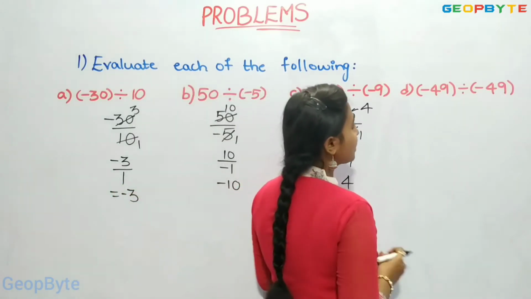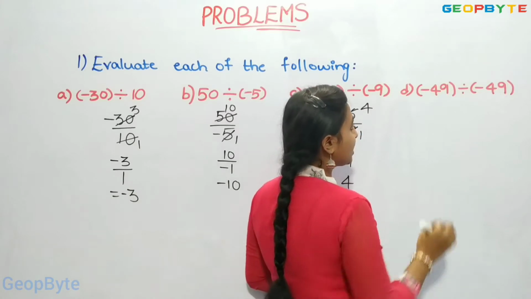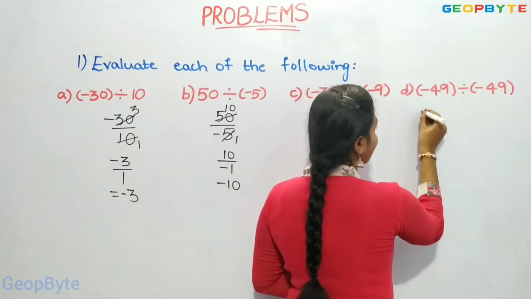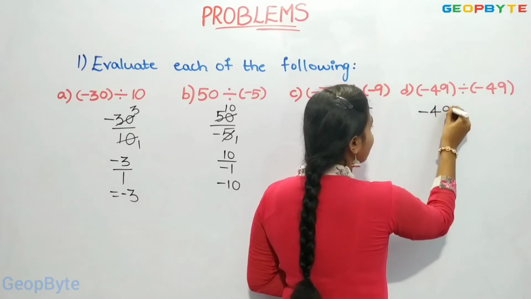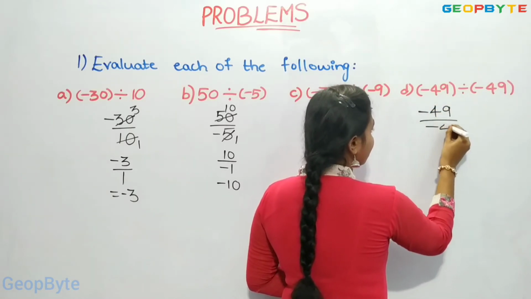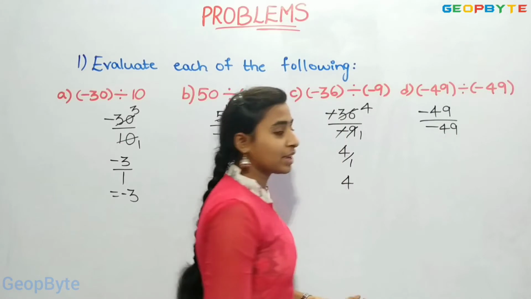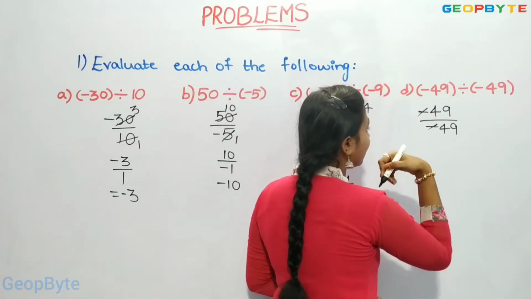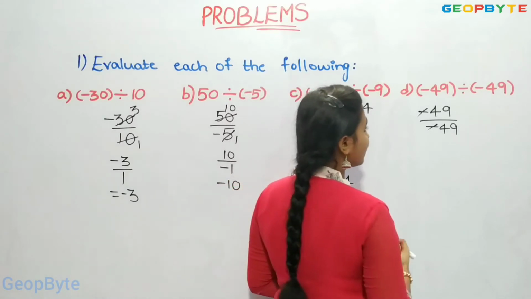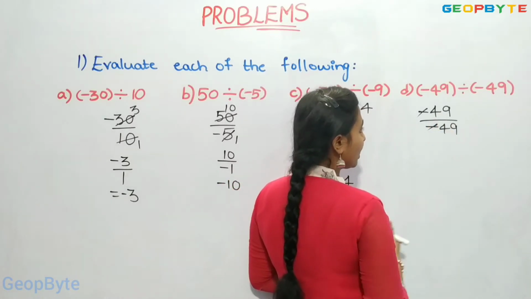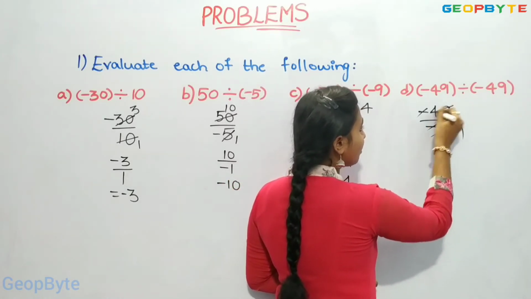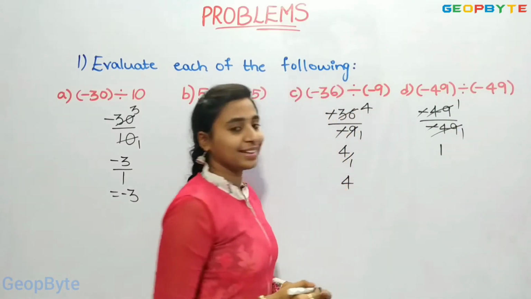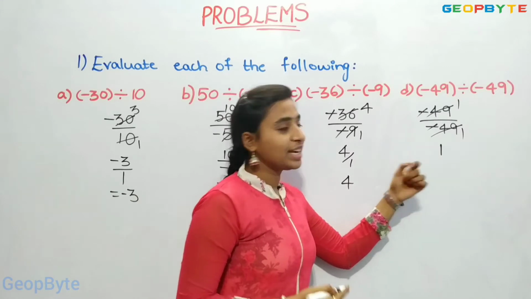Now, let us see D bit, that is minus 49 divided by minus 49. We can write it like this. Right? Now we have two minus signs in the numerator and denominator. Let us cancel. We have 49 by 49. 49 ones are 49. 1 by 1 is 1. Right? We got a positive integer.